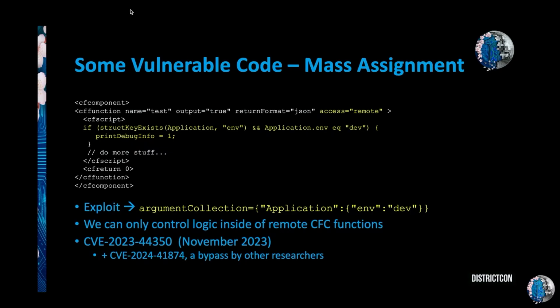As it turns out, if you passed in your argument collection with one of those variables set, this function would retrieve app.env, not from the application code, not from that safe application storage, but it would obtain it from the user-supplied argument collection. This was fixed in November of 2023, and then a couple months later, some of the researchers found a bypass for this. It's been fixed as well.